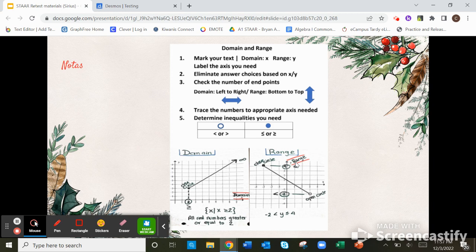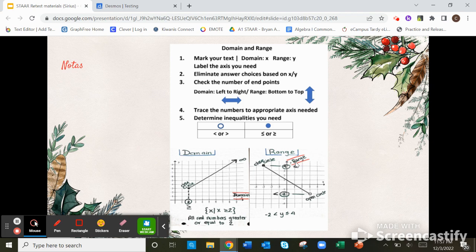And then after that, you want to eliminate your answer choices. So if we ask for domain, which is X, you eliminate anything that has a Y. Check those number of endpoints. When you have 2 endpoints, or basically 2 actual points that you can physically see on your graph, then you will have 2 numbers in your solution.